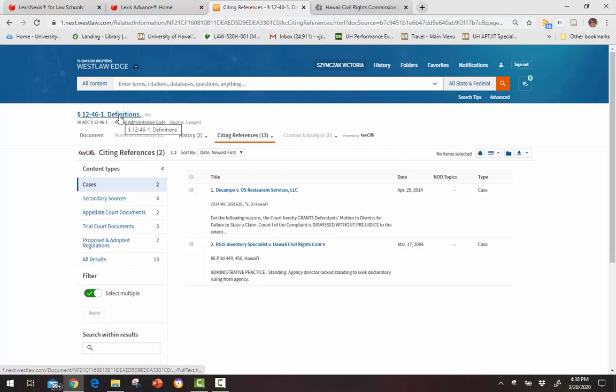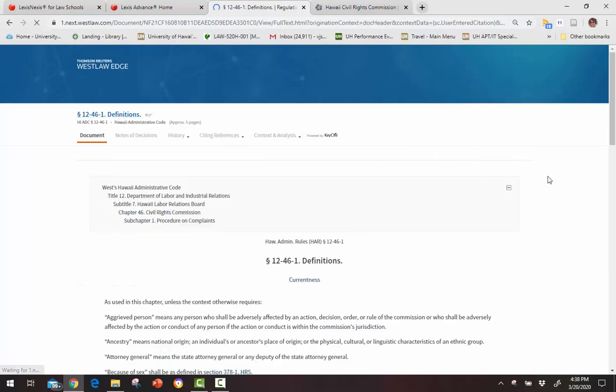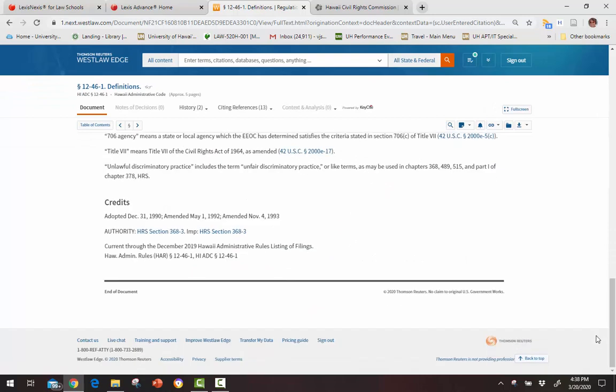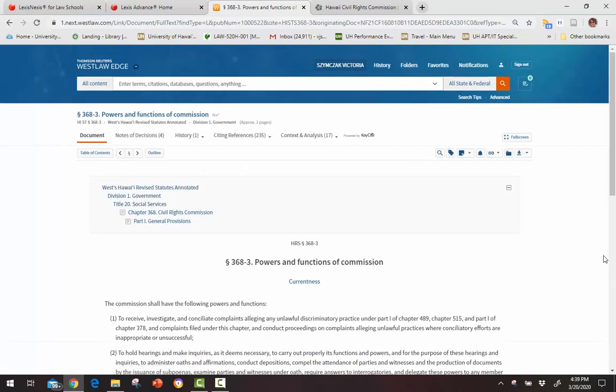Okay, so if I go back to the text of the regulation, I want to scroll down to the authority again. Let's open up the statute to see what the statute looks like. Yeah. Because by going to the statute, you now have access to, when you see the citing references, there's 235. So you have a lot more citing references that you can use to expand your research or to give you additional background information.